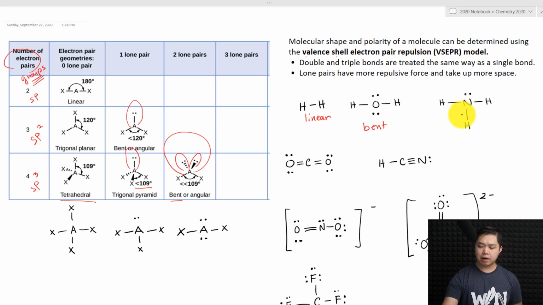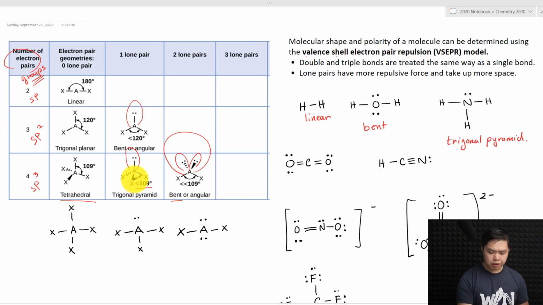Now in this case we have another molecule with 4 groups, but one of them is a lone pair. So therefore we look at this one here. So what is the shape going to be? It is trigonal pyramid. And it has the shape of a pyramid like that, as you can see right there.